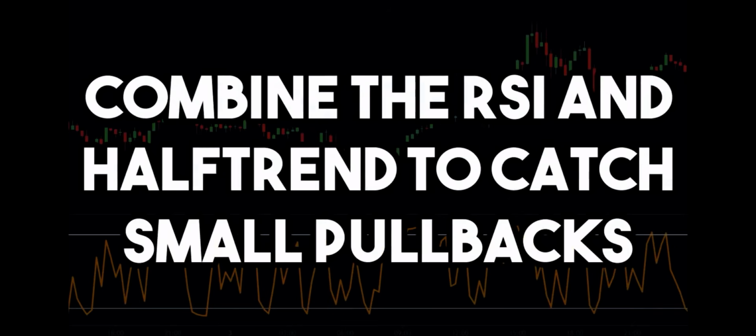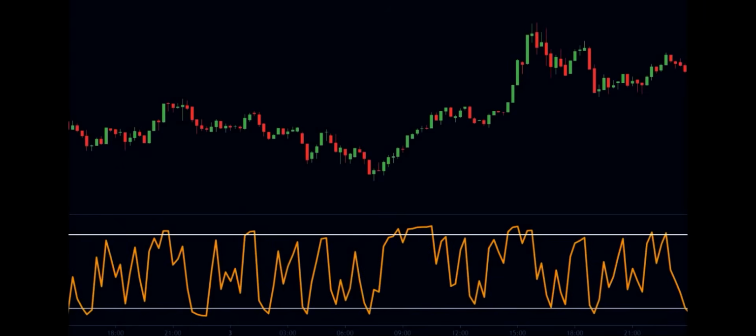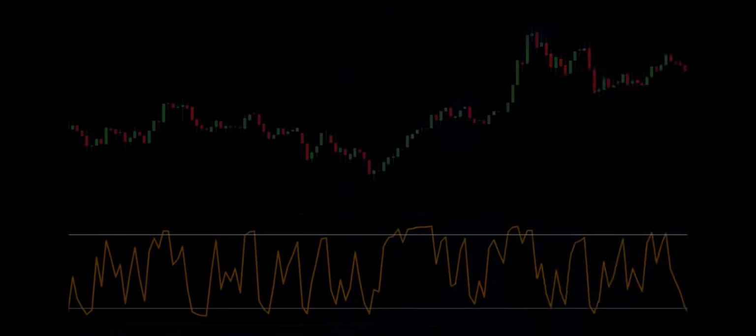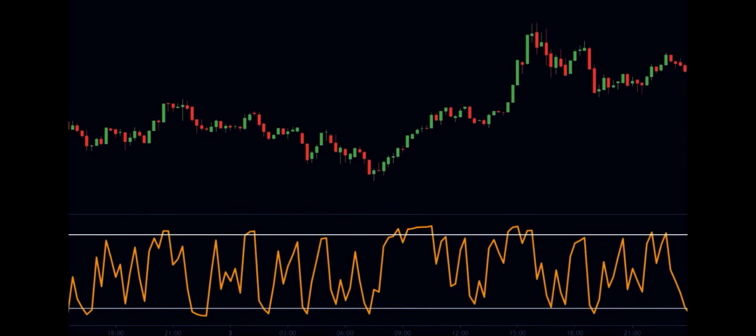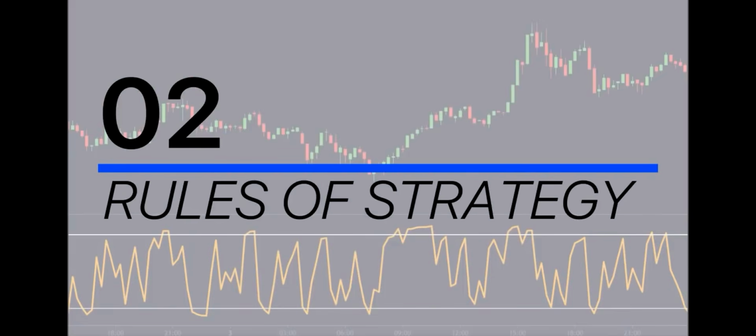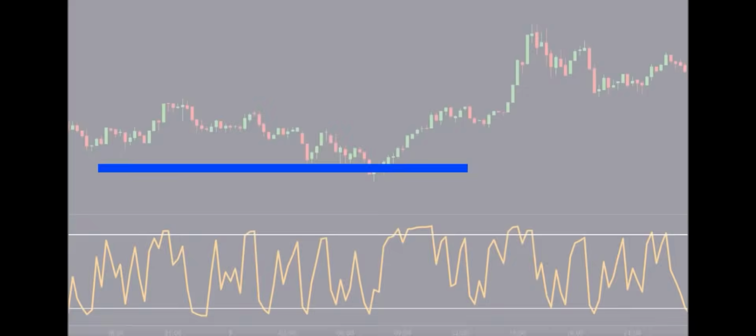Now, we will combine the RSI and the HalfTrend indicator to catch small pullbacks in a trend. For this strategy, I recommend using a 15-minute or a 30-minute time frame. For the sake of this video, we will use the 15-minute time frame. So, what are the rules of the strategy?